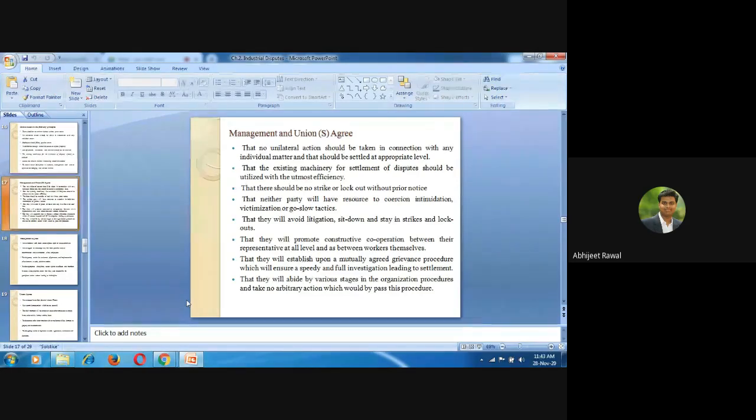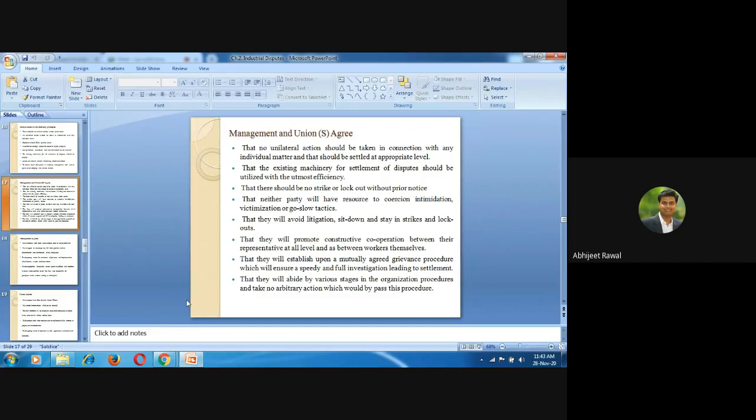Okay, हम दोनों एक दूसरे के लिए हैं. इंडिविजुअली यूनियन और इंडिविजुअली मैनेजमेंट कैन नॉट डू एनीथिंग इन एन ऑर्गेनाइजेशन. If they had to make sure that उनका working process properly होना चाहिए, so they need to work together. Okay, that there should be no strike. अभी no strike or lockout with prior notice ये union का होता है.